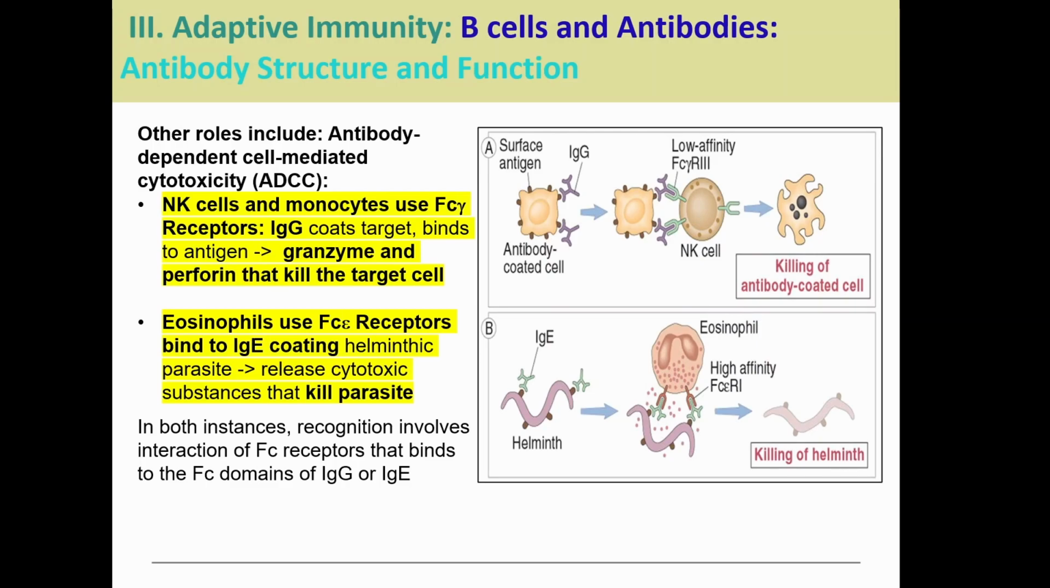That's the general concept here, with binding to the target that we want to kill. The antibodies bind to the target we want to kill, and then the cell that is going to do the killing has an easier time finding and targeting the cell we want to get rid of, or the item. The helminth, the worm we want to get rid of.